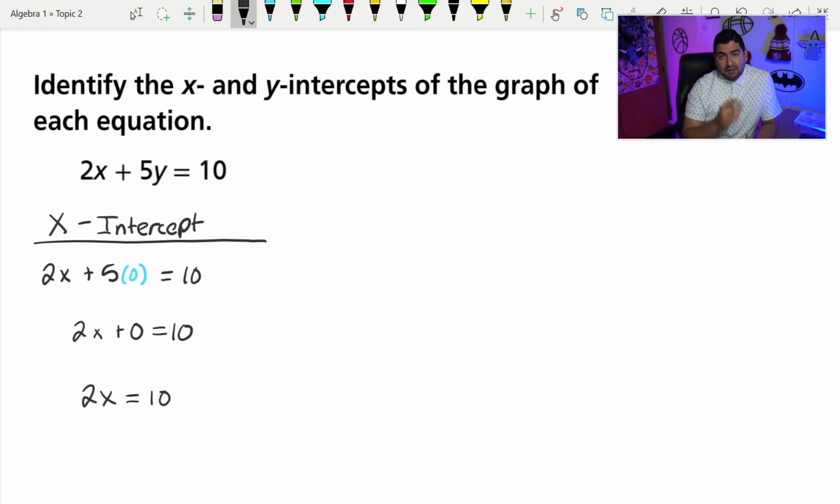Now, it's not like I just plug in 0 and then the work's done. The other step I have to do is usually division. Sometimes I do, sometimes I don't. But here in this case, I have 2x equals 10.